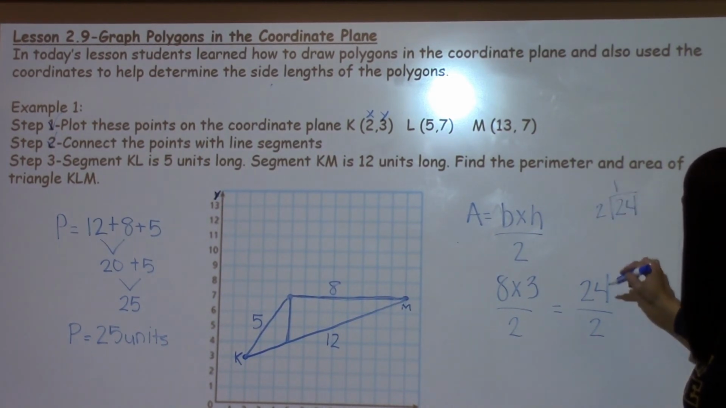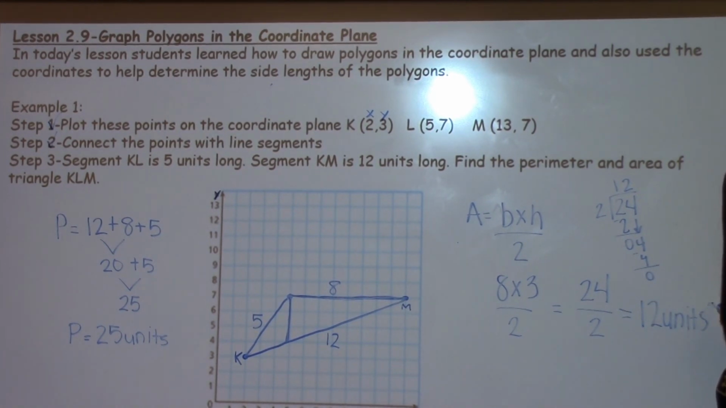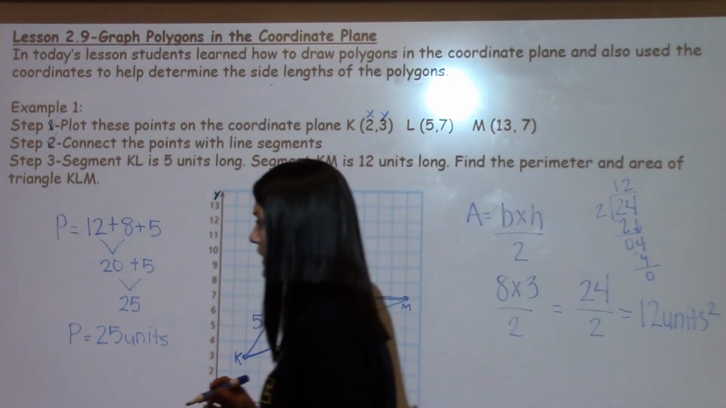2 goes into 2 one time. 2 goes into 4 2 times. I don't have anything left over, so my final answer is 12 units squared since I'm working with area.